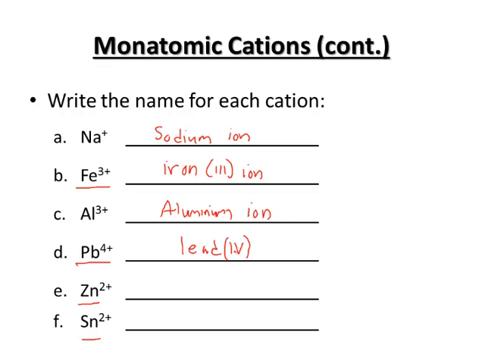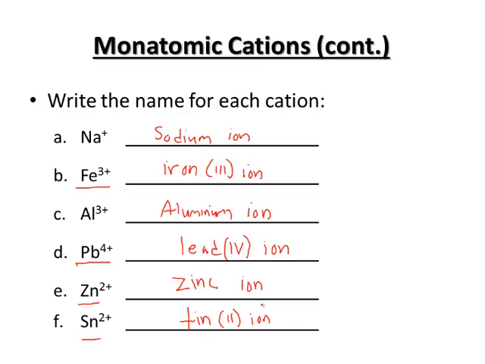1 before 5 is how our Roman numerals are written. Zinc can only have a +2 charge when looking at it on the periodic table, so you could either write zinc 2 or just the zinc ion, as we're getting familiar with that. And then Sn, tin, +2, so we're going to give it tin 2 ion.